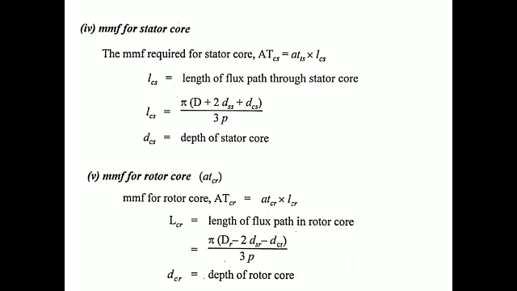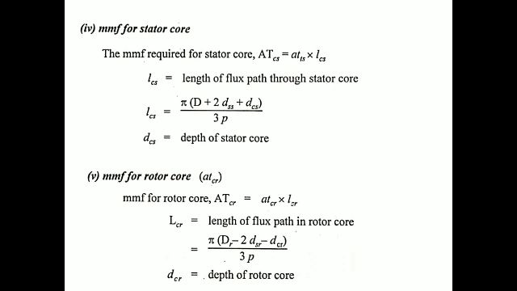Now we enter the core areas. In that location, the core is denoted by C. So for the stator, it is mentioned as ATcs. It is nothing but the same thing, the product of ATcs into Lcs. Here Lcs is nothing but the length of the flux path through the stator core. So the Lcs value is there to find.